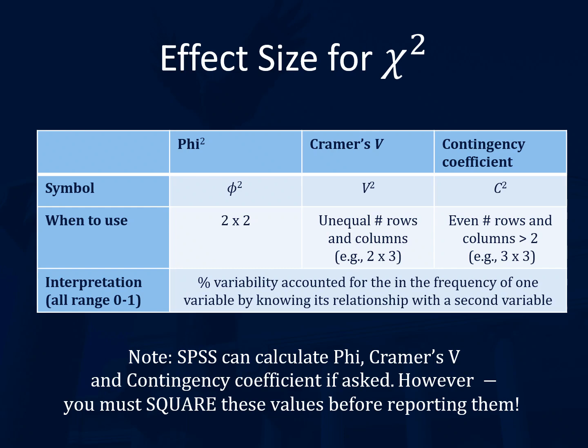And then the contingency coefficient would be if we have even numbers of rows and columns, but it's bigger than 2. But regardless of the effect size we report, all of them can be interpreted the same way. It's the percent variability accounted for in the frequency of one variable by knowing its relationship with the second variable. Now, SPSS will give us the effect size, but it doesn't give us the squared value, so we do have to square them before reporting them. And in our particular example, we will be using the Cramer's V because we have a 2 by 3.